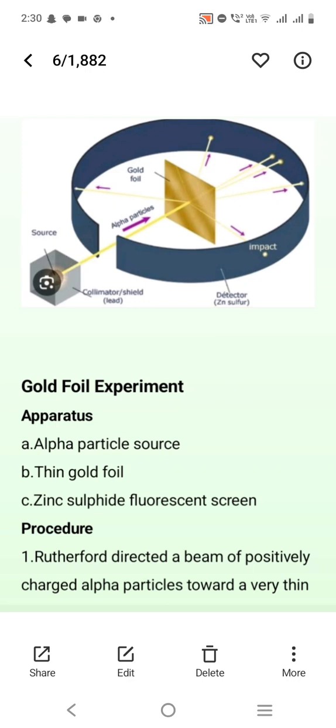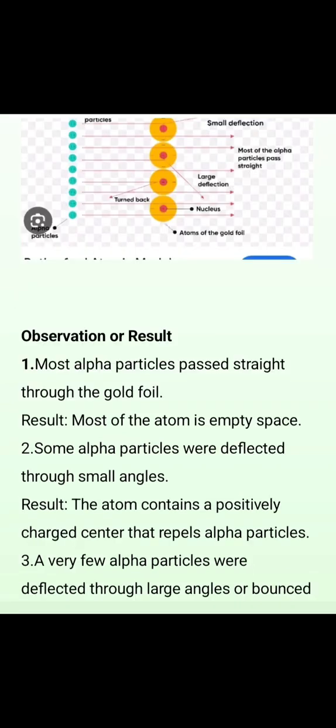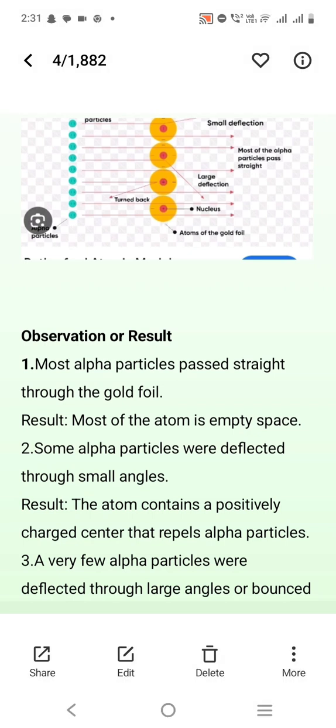Now I can explain the observations and then the results. You can see in the diagram, most of the alpha particles pass through the gold foil in a straight line. Some alpha particles are deflected through a small angle. Third, very few alpha particles are deflected through a large angle. Now I can explain the results of these three observations.